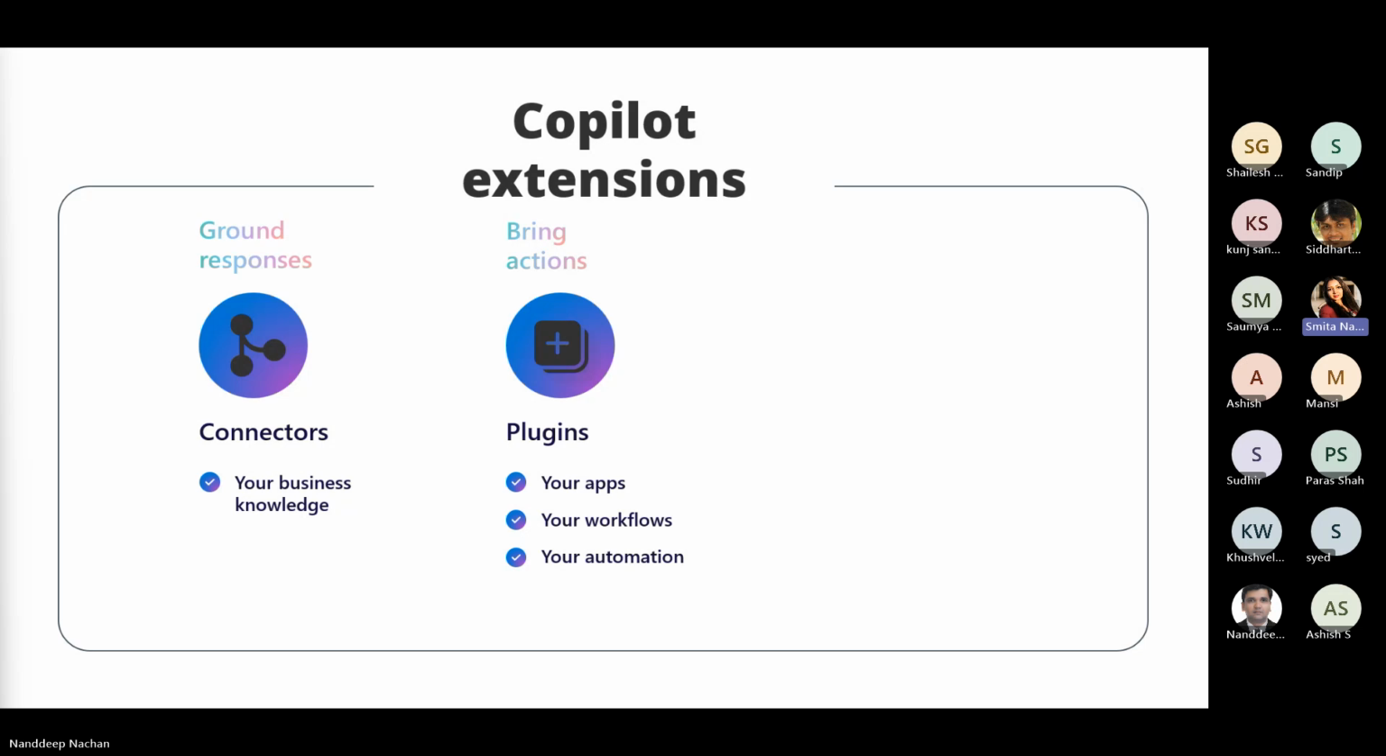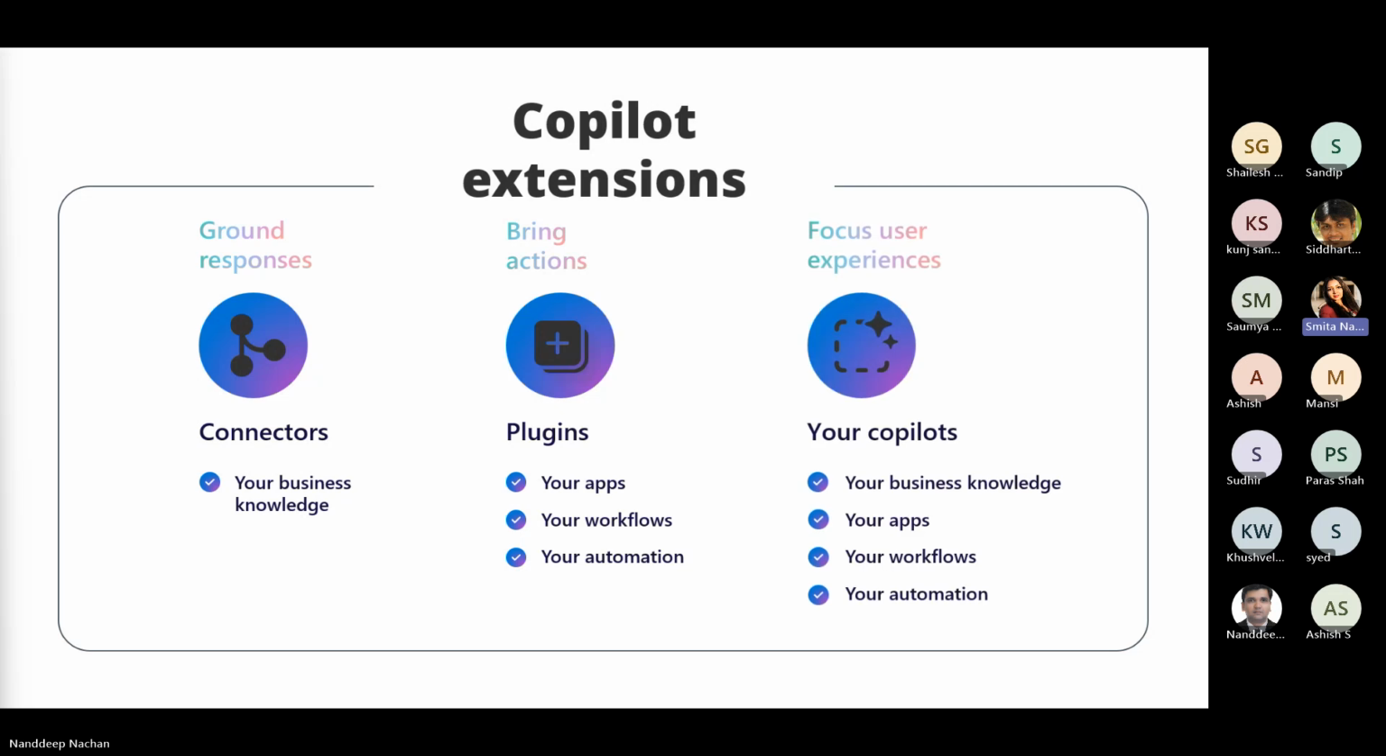Okay. The last one is our Copilot focusing on the user experiences. So the purpose of it: this category represents the customized Copilot tailored to provide a focused user experience that aligns with the specific organizational needs. About its functionality, the custom Copilots incorporate the organization's unique business knowledge, apps, as well as the workflow and automation to create a highly relevant and personalized assistant.